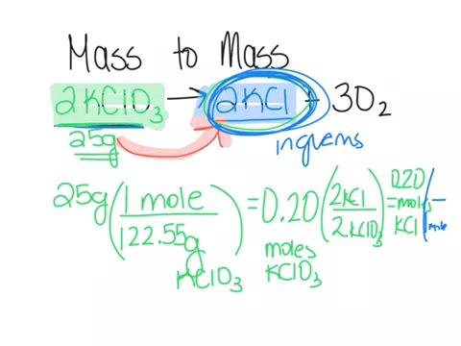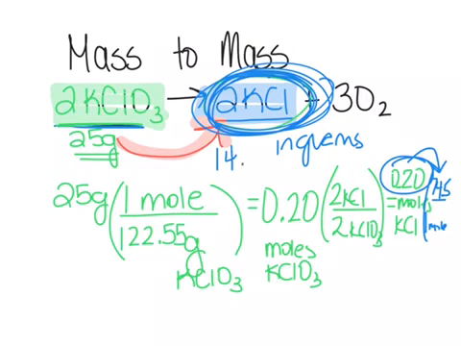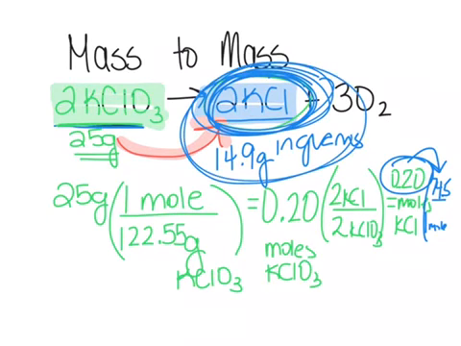I calculated the molar mass of KCl as 74.5 grams. So now I can take that 0.2 moles and multiply it by 74.5, and that means that for KCl, my answer in grams is going to be 14.9 grams of KCl is going to be produced.